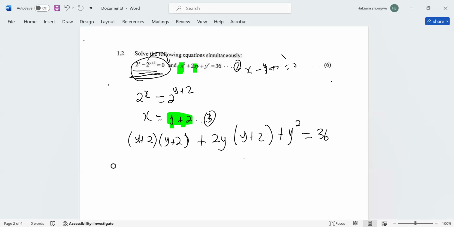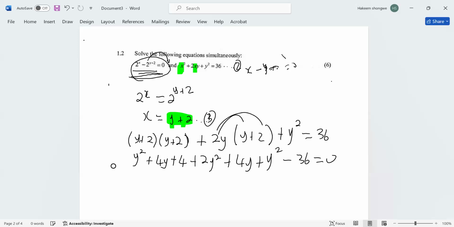If we're going to be foiling, we have y multiplied by y gives us y squared. Here it's going to give us 2y plus 2y, which is 4y, plus 4. Here you have this one multiplied by this one gives us plus 2y squared. Plus 4y plus y squared minus 36 is equal to 0. So they'll give us another mark here. Here you're going to look for the ones with the y squared. You can also do the same thing, highlight them. So this one is y squared, this one is y squared, this one is y squared. There's no other. All of them are positive.